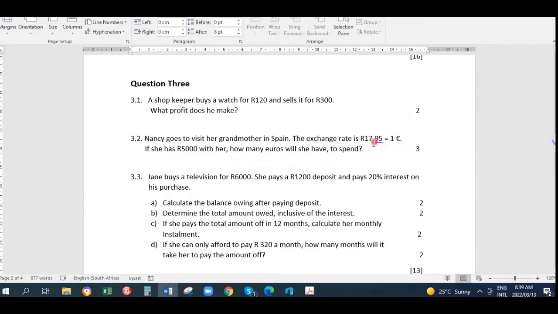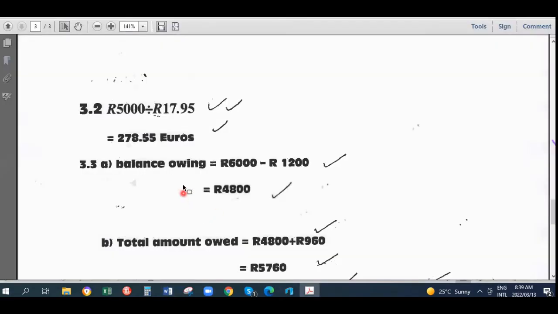So if you have 36 Rand, you're only going to get 2 euros. So this figure is going to be smaller, and the only way you can get 5,000 to be smaller is by dividing. That gives you an idea that you have to divide. So the answer is 5,000 divided by 17.95 to give you your euros.